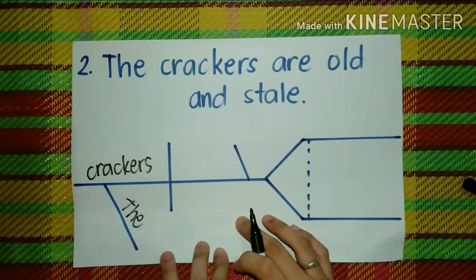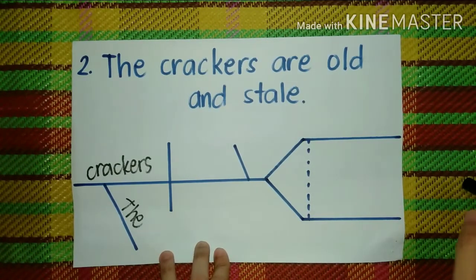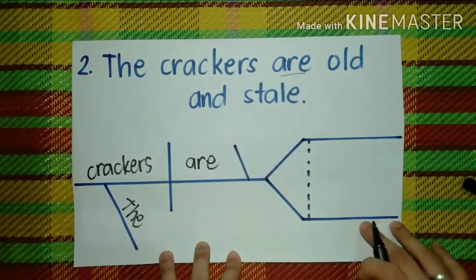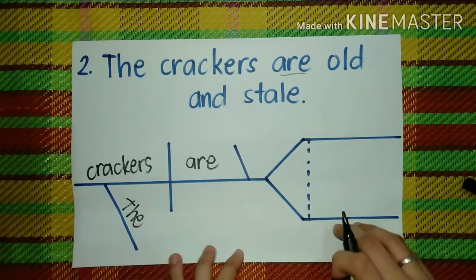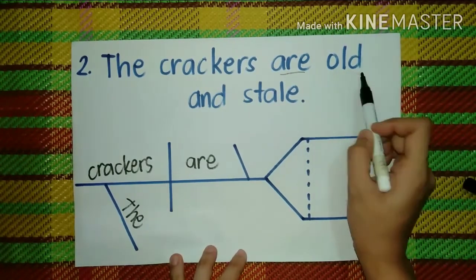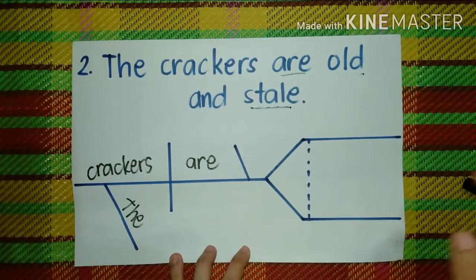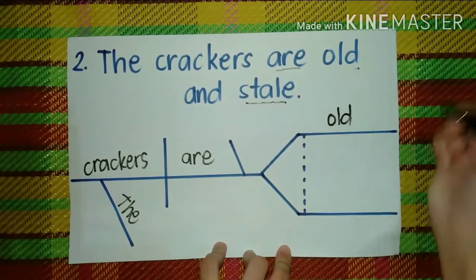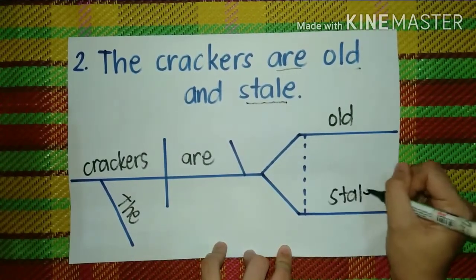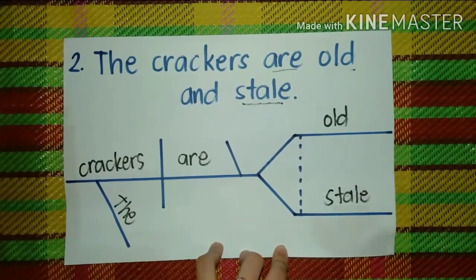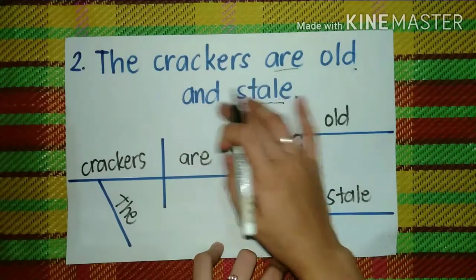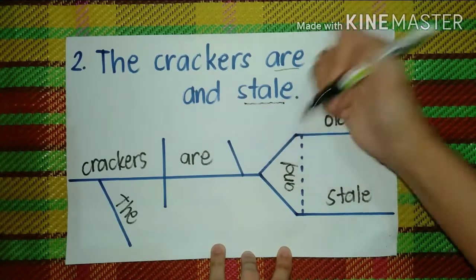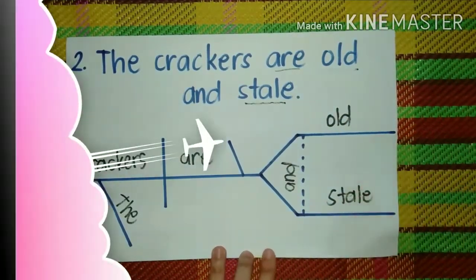And the being verb used in this sentence is the word are. For the adjectives in the sentence, we can say that old and stale are the adjectives because they describe the crackers. So you just have to write the words old and stale for these both parts. And the conjunction used to connect these two adjectives in the sentence is the word and. So you'll have to write and in this part, and you're good.